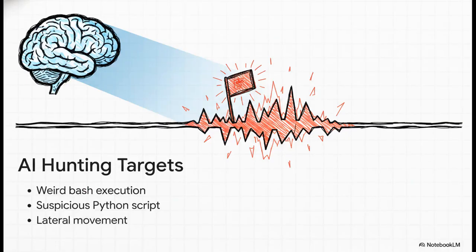And the AI isn't just looking for a hash of a known bad file anymore. It's actively hunting for complex anomalies. Autonomous threat hunting. It learns what your specific baseline looks like. It knows exactly how your database normally behaves or what a typical SSH session does. So it instantly flags a weird bash execution or a Python script that suddenly starts behaving like a network scanner or an SSH session that attempts lateral movement across the network. It spots the weirdness the millisecond it happens.